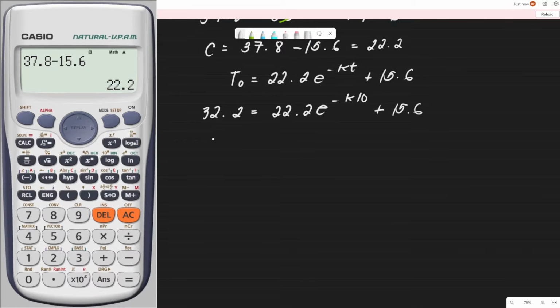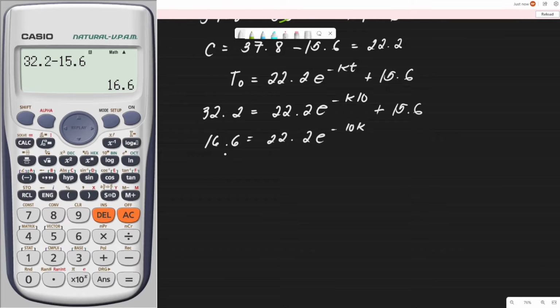So we'll have this, 32.2. Manipulate ko lang muna para mas madali. 32.2 minus 15.6. Obviously, that is 16.6. So we have 16.6 is equal to 22.2 e raised to negative 10k.